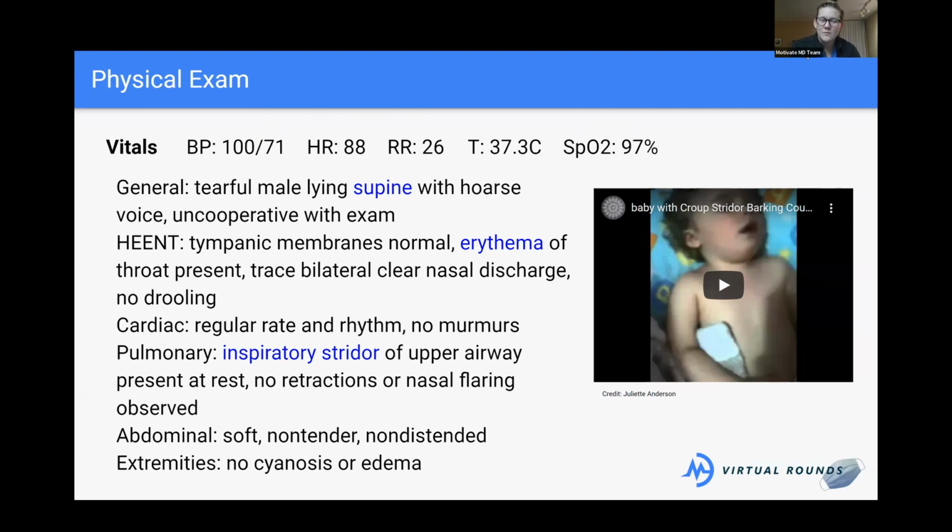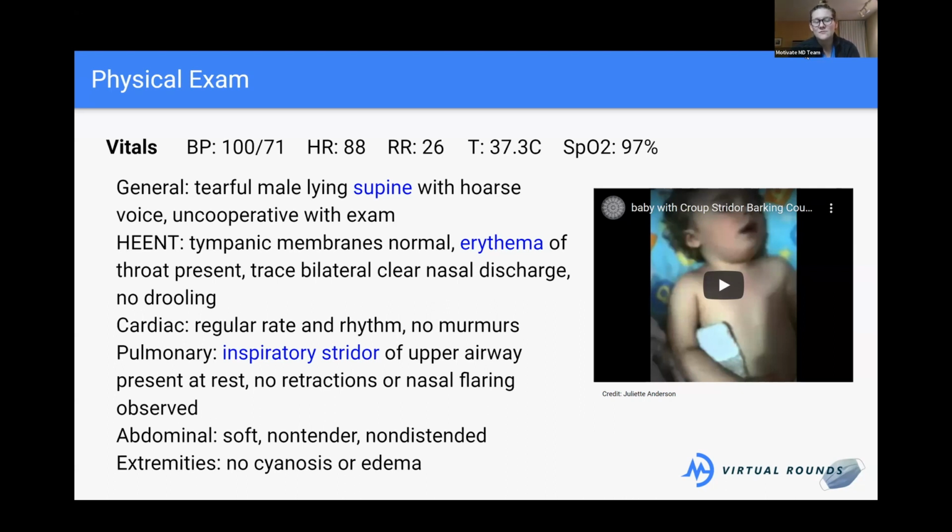For his head and neck exam, which the HEENT stands for head, ears, eyes, nose, and throat, his tympanic membranes or his eardrums are normal, so it doesn't look like he has an ear infection. He does have erythema of the throat, and erythema is the medical word for redness. So no pus or exudates, it looks like, so not concerning for something like strep throat, but just some mild redness. Then he also has this trace bilateral clear nasal discharge. So that's just a little bit of leftover runny nose. Could be a lot of things causing that.